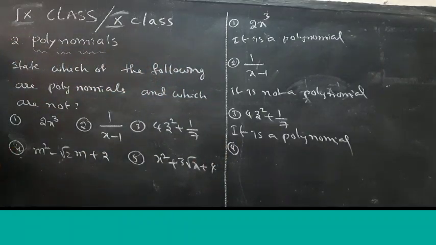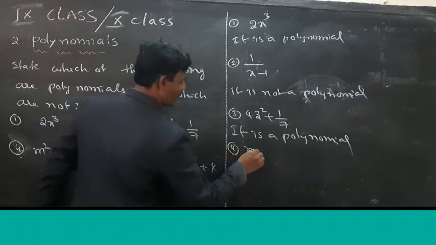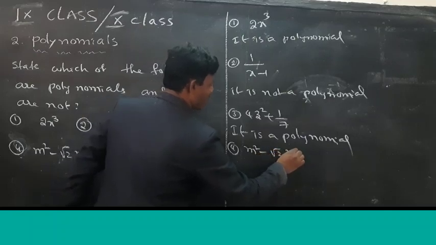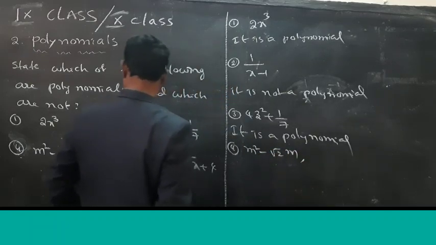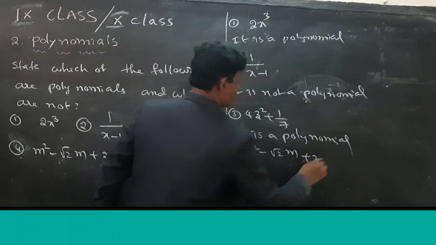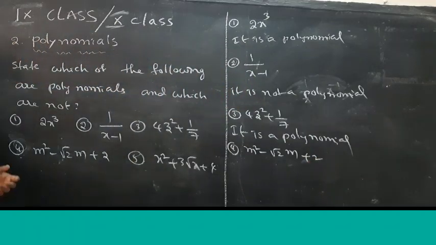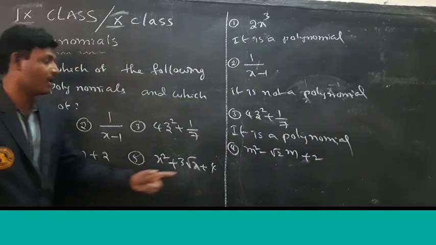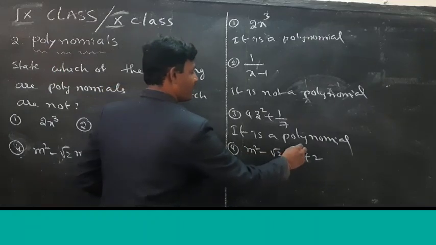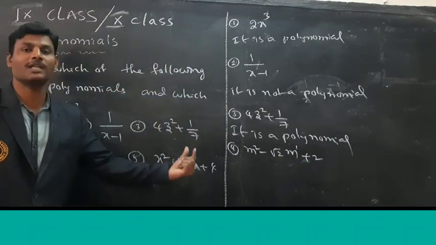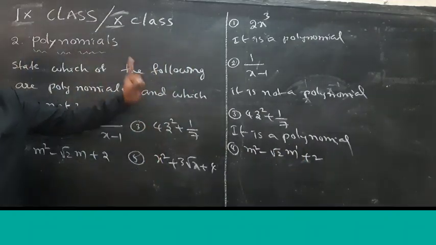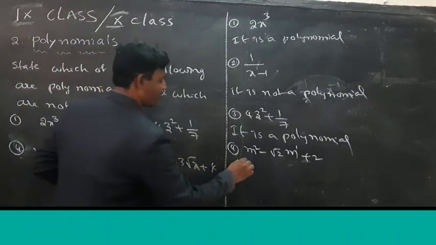Then move to the fourth question. What is the fourth question? m square minus root 2m plus 2. Here, what is the variable? m is a variable. So here the powers are 2 and 1. So both are positive integers. It is also a polynomial.